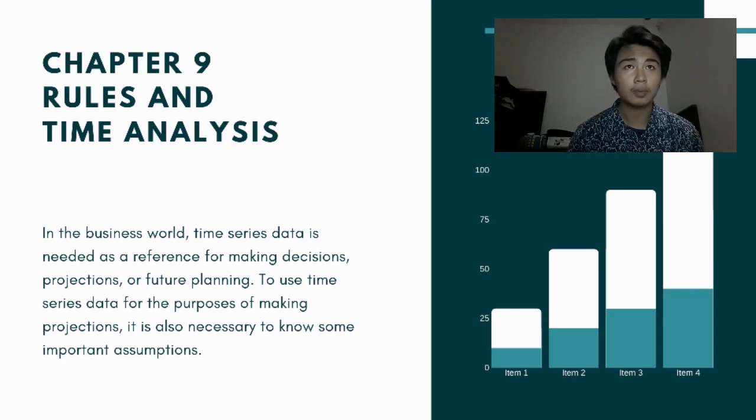In the business world, time series data is needed as a reference for making decisions, projections, or future planning. To use time series data for the purpose of making projections, it's also necessary to know some important assumptions. First, there is the dependence of future events on the previous period. Number 2 is that activities that occur in the future follow a pattern that occurred in the past. And the third, the relationship of the past can be determined through observation or research.